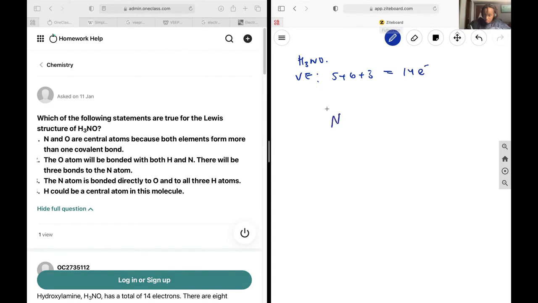Okay, so let's start with nitrogen as our central atom. And let's start with this skeletal structure. Place our valence electrons everywhere they need to be. Count them: 2, 4, 6, 8, 10, 12, 14. So I do have all of the 14 electrons.